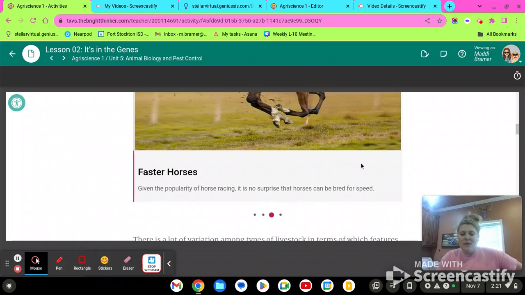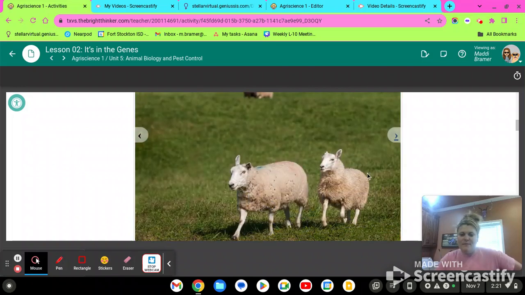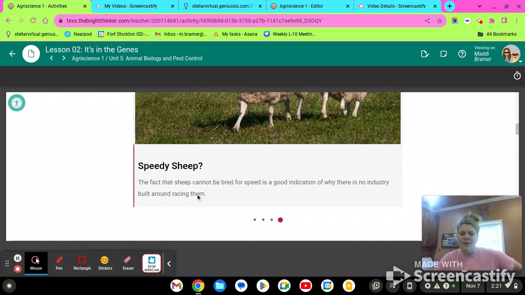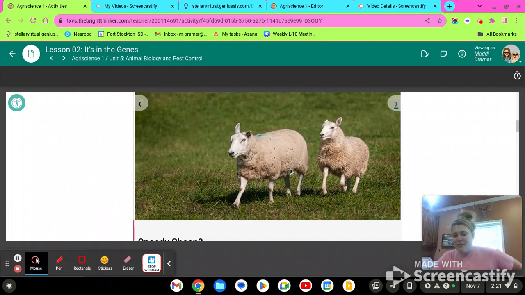So horses can be bred for speed, which is kind of why we've got such fast race horses now. Breed the fastest to the fastest, and you get the faster offspring. Speedy sheep, the fact that sheep cannot be bred for speed. That's a good indication why there's no industry built around racing them, which would be very interesting.